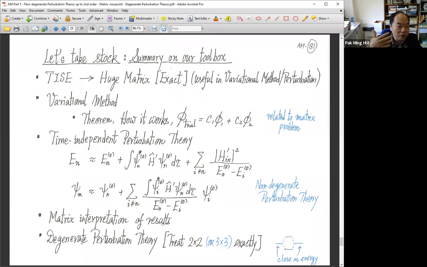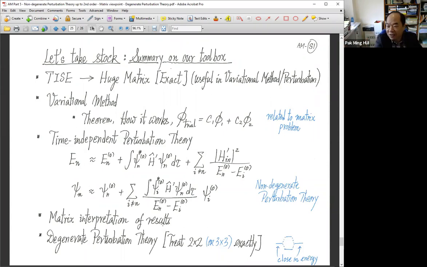So we have all these tools now, and now it is time to make use of that in various contexts. We will do atomic physics, some physics of atoms, not the whole subject, of course. We will do some physics of molecules. In these two subjects, you will see that we will make good use of all these tools.